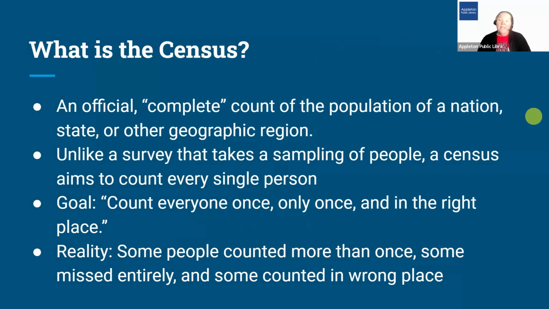They say the goal of the census is to count everyone once, only once, and in the right place. But in reality, some people unfortunately are counted more than once. Some people are missed entirely, and other people are counted in the wrong place. So perhaps they split their time between two different residences, maybe one in Wisconsin and one in Florida, and their main residence is technically Wisconsin, but they were counted in the census in their Florida home. Things like that happen all the time, or perhaps they were counted in both places.